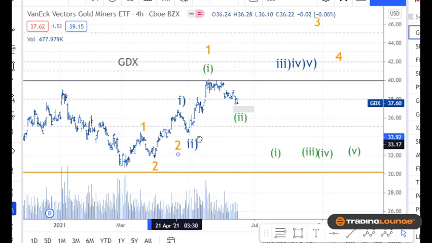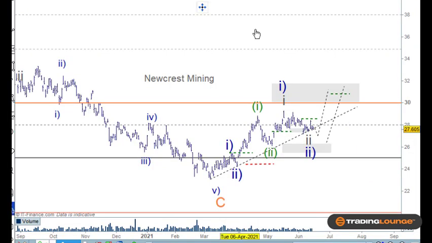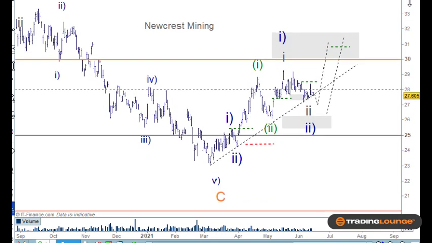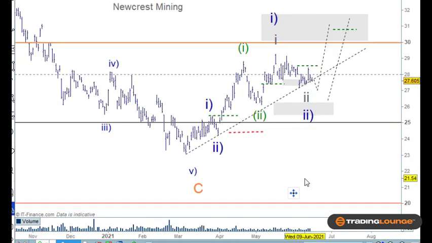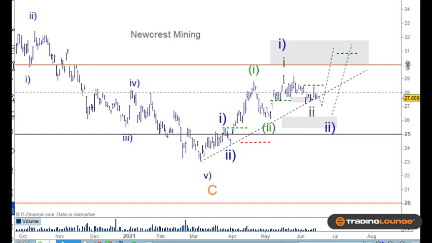I mean, the interesting thing here, this is how I've got Newcrest Mining, which is the second largest stock in gold, or it could be the third, I don't know. But basically I've had it as 1 and 2 here, and 1 and 2 and 1 and 2 here for this. It's either that, or we've got 1, 2, 3, 4, 5 here, and we come back for this blue wave 2, and we'll come back lower in this case. So we're just really waiting to see what occurs. But the good news is that either way we look at this here, it's bullish.